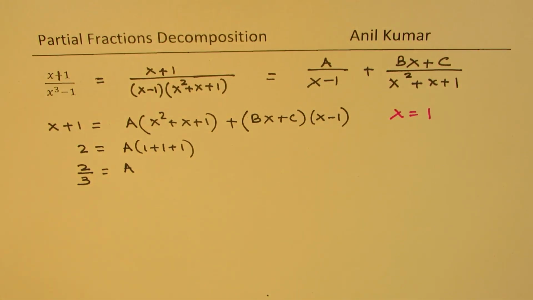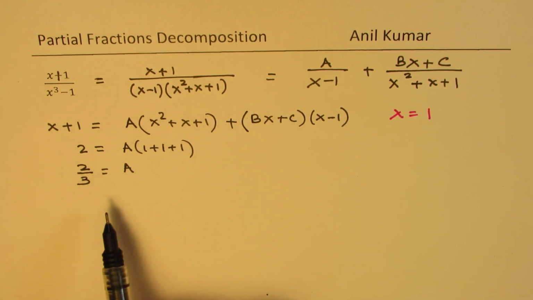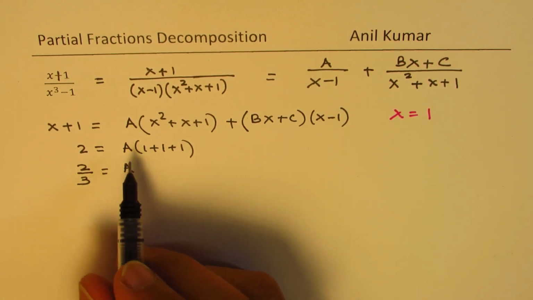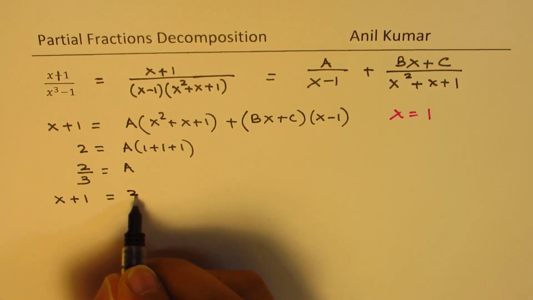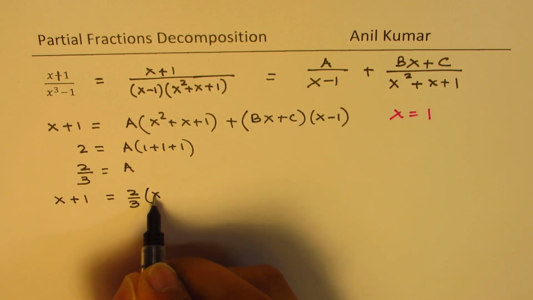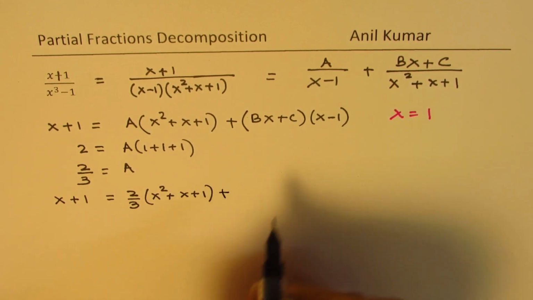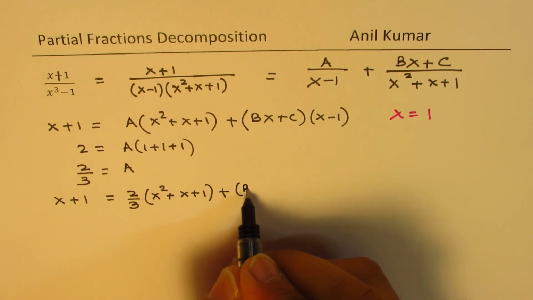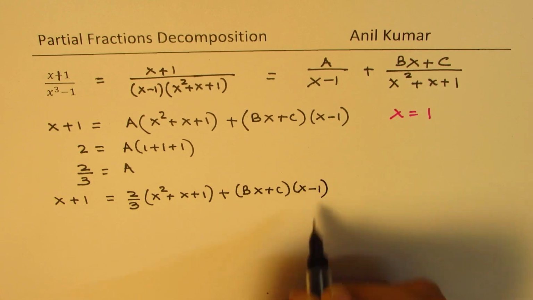Now we need to find bx plus c. We know what a is. A is 2 over 3. So we have our expression, which is x plus 1 equals 2 over 3 times x squared plus x plus 1, and here we have bx plus c times x minus 1.